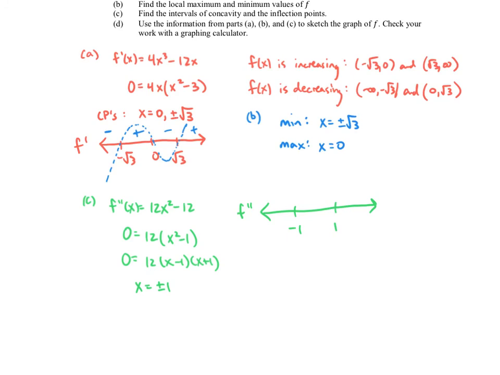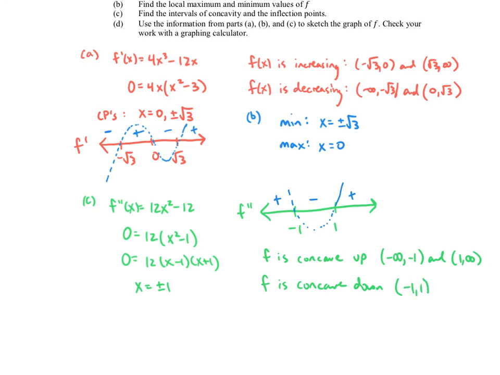In this function, we have a parabola. It opens up, and so our second derivative might look something like this. And that means that we have a positive and a negative and a positive. And the question asks for the intervals of concavity. So we have f is concave up from negative infinity to negative 1, and then again from 1 to infinity, and then f is concave down from negative 1 to 1.